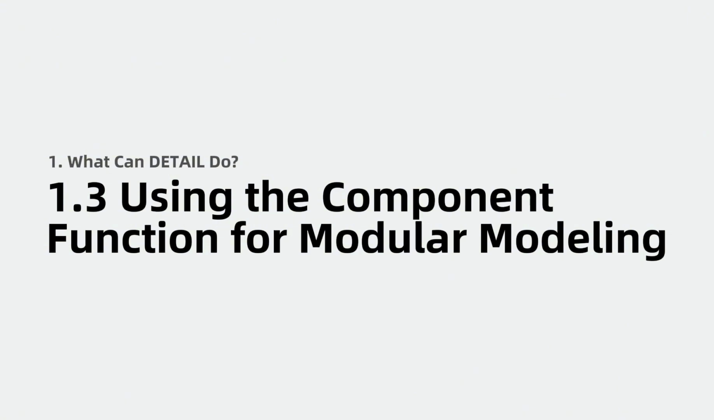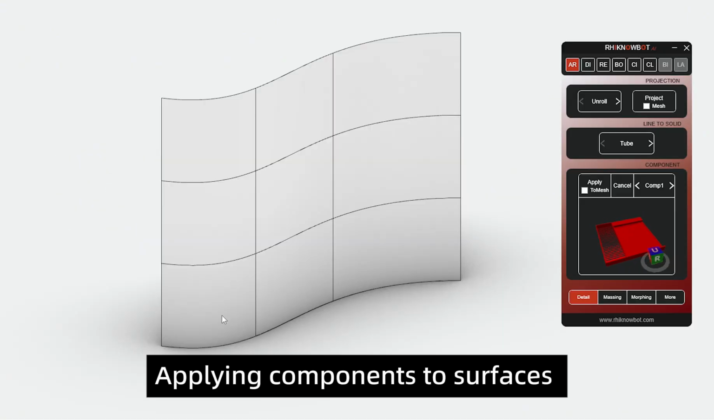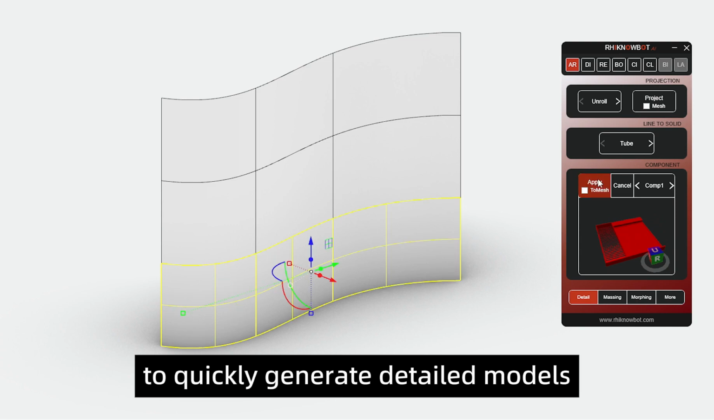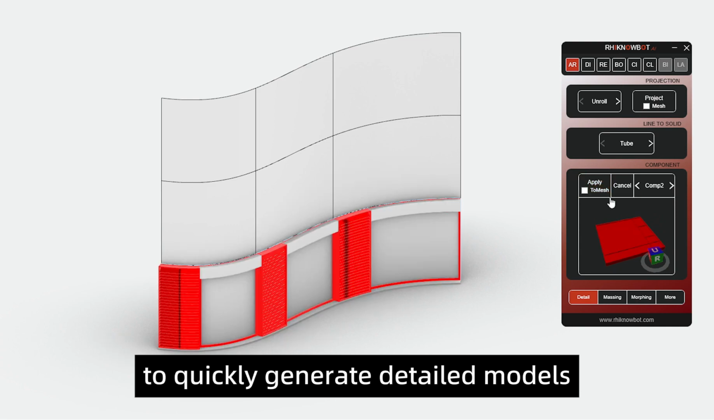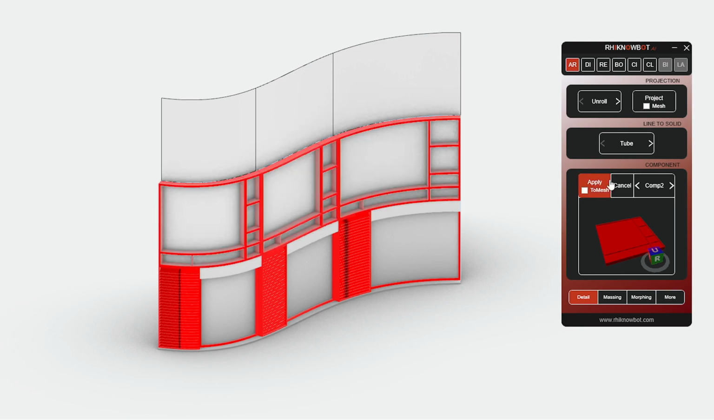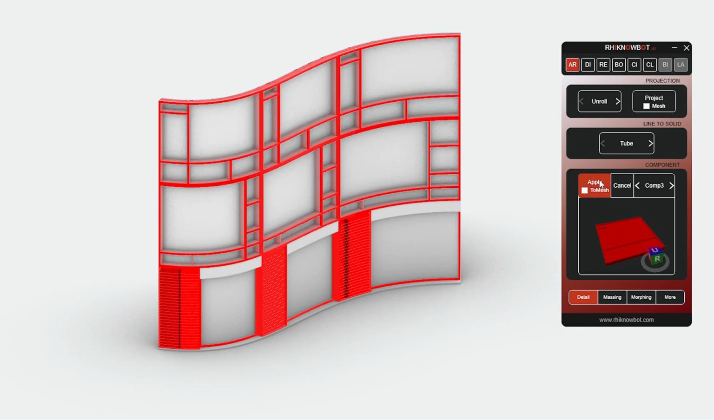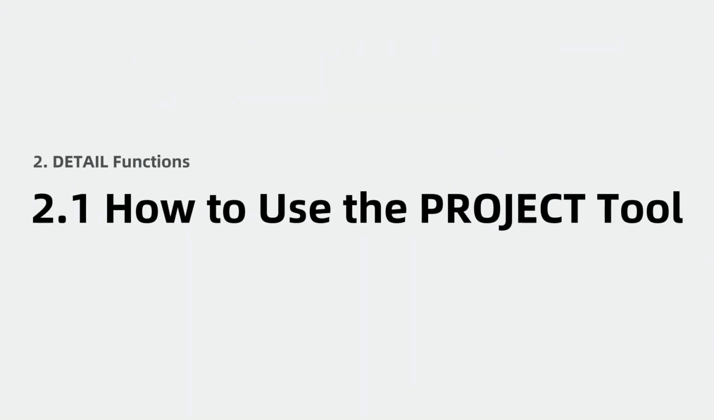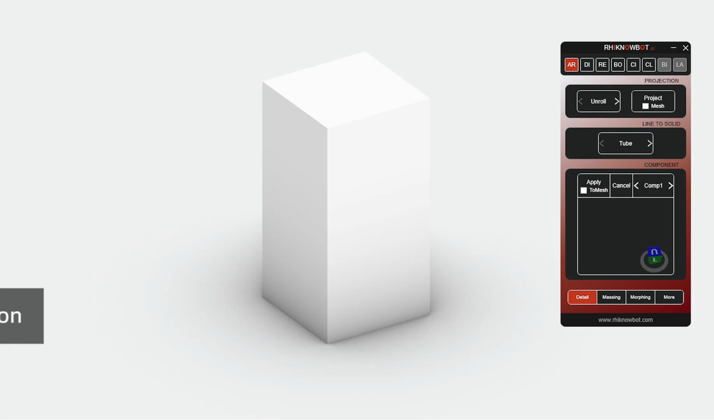Using the component function for modular modeling. Applying components to surfaces to quickly generate detailed models. Detailed explanation of the detail function. How to use the project tool.